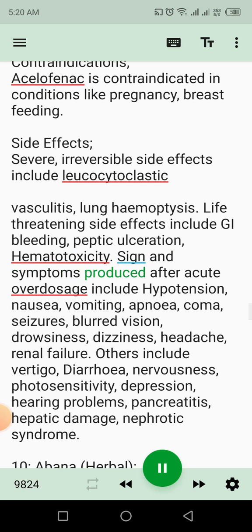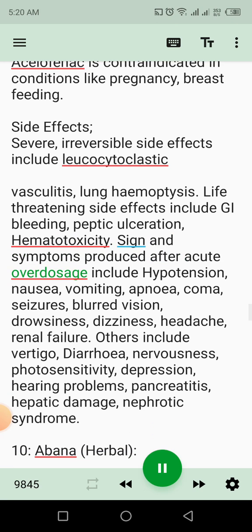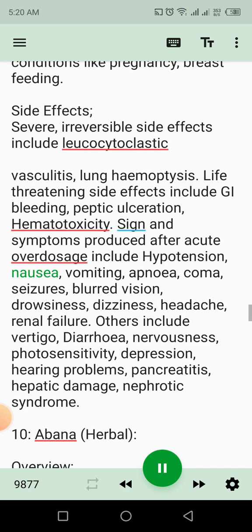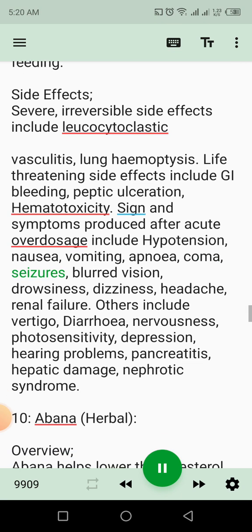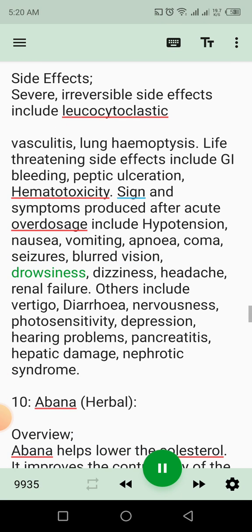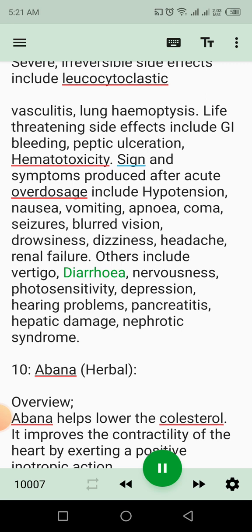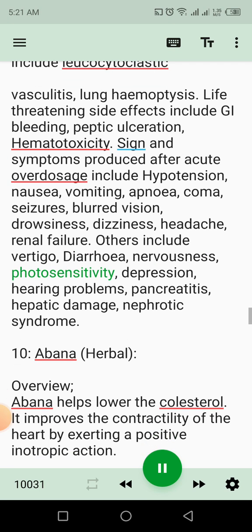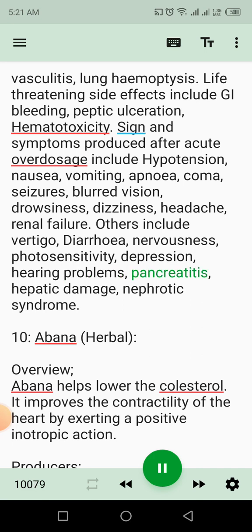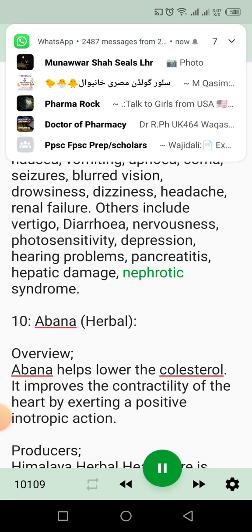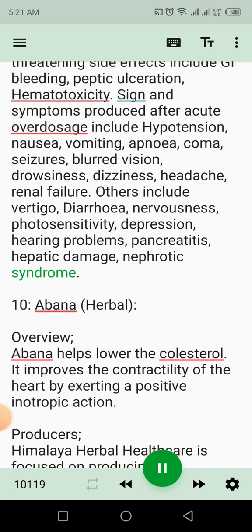Signs and symptoms produced after acute overdosage include hypotension, nausea, vomiting, apnea, coma, seizures, blurred vision, drowsiness, dizziness, headache, renal failure. Others include vertigo, diarrhea, nervousness, photosensitivity, depression, hearing problems, pancreatitis, hepatic damage, nephrotic syndrome.